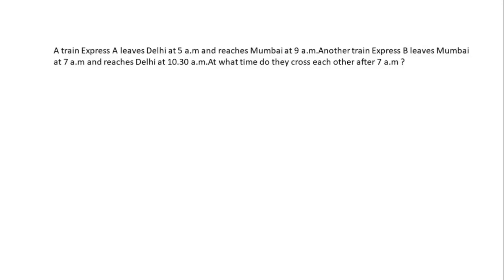See, a train Express A leaves Delhi at 5 a.m. and reaches Mumbai at 9 a.m. Another train Express leaves Mumbai at 7 a.m. and reaches Delhi at 10:30 a.m. So the speeds are in the ratio 4:3. So the time taken is in the ratio 8:7, which means 4 hours is to 3.5 hours. Okay, 8:7. So now what time after 7 o'clock they will meet is the question.